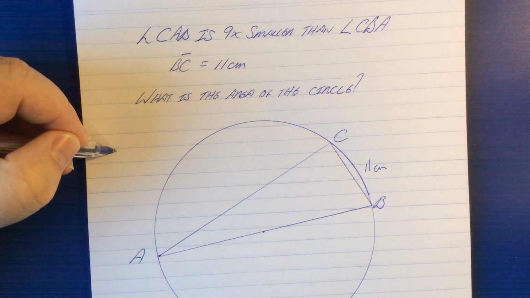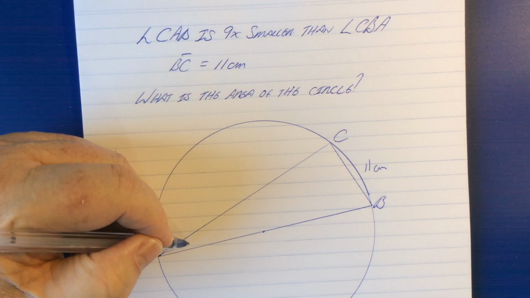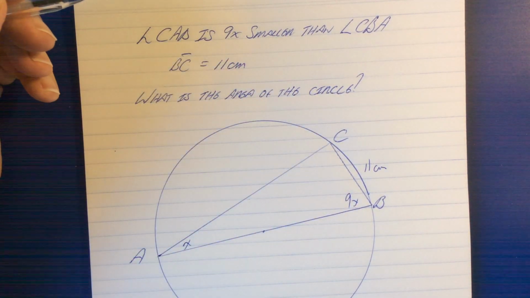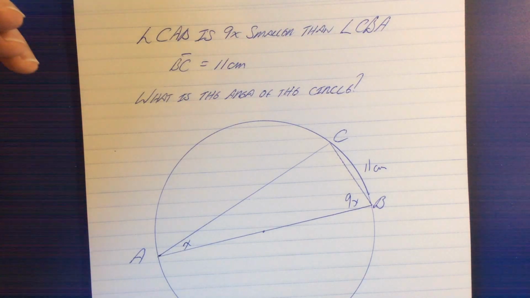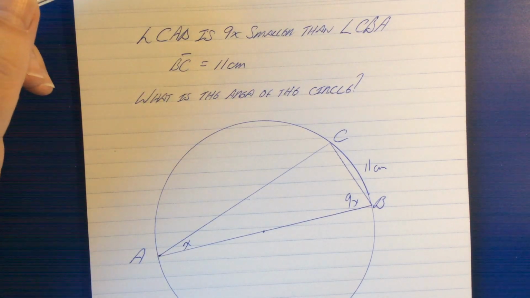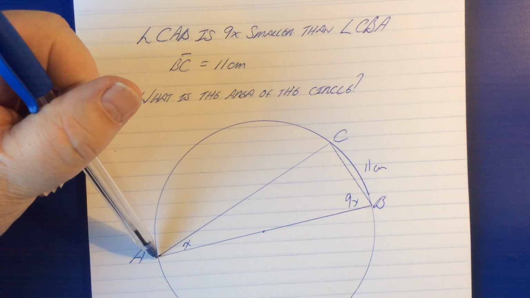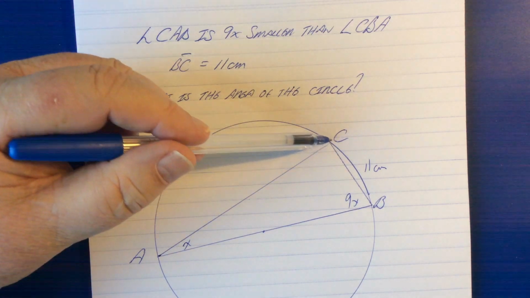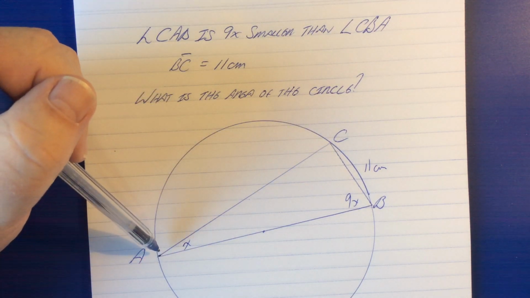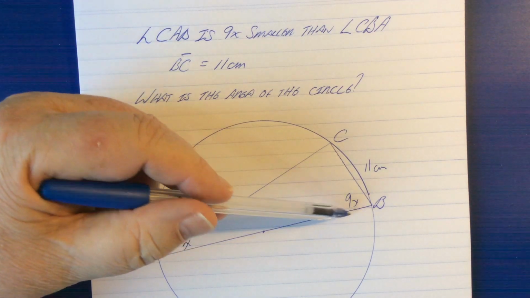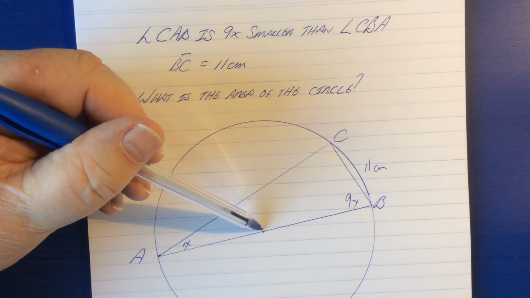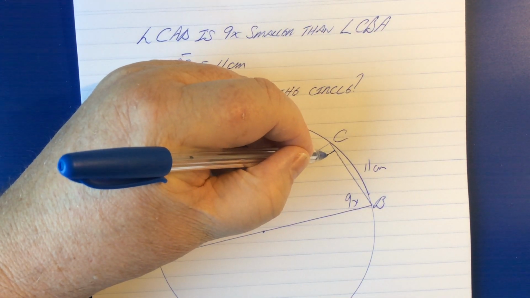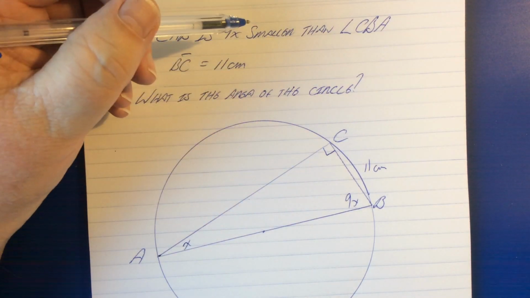So if we make this x, then this must be 9x. And there's one other thing that we need to be aware of. This point and this point touch the rim of the circle. They touch the circumference. And this line passes through the center of the circle there. It's a diameter. Now, the laws of circle theorems tell us that that is 90 degrees.